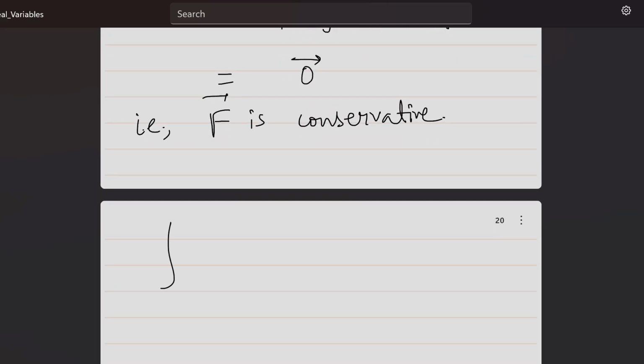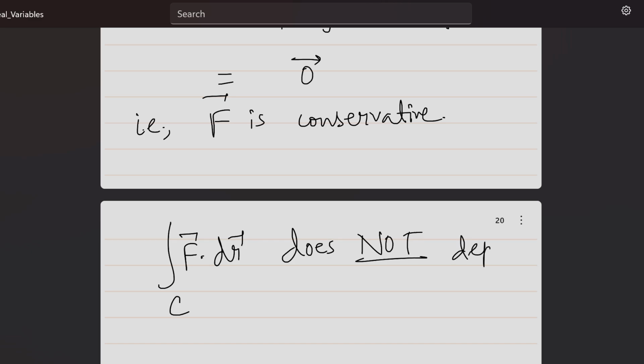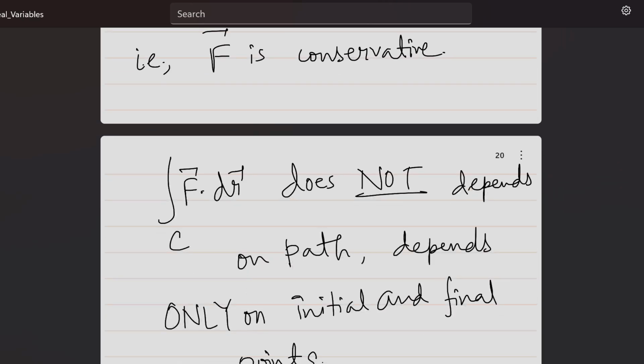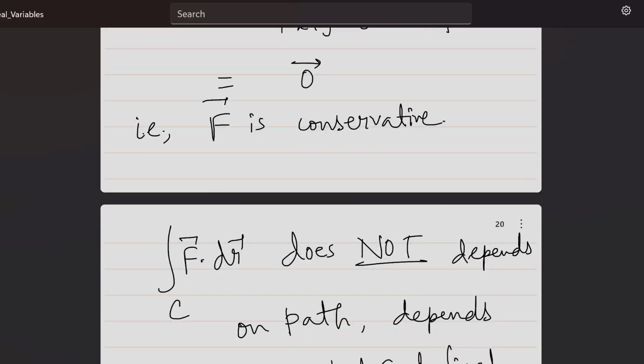So the work done, integral of f dot dr over any c, does not depend on the path; it depends only on the initial and final points. By the way, I understand that it does not depend on path, only on initial and final point. But you have to find the value, right? You have to find some number, some value.